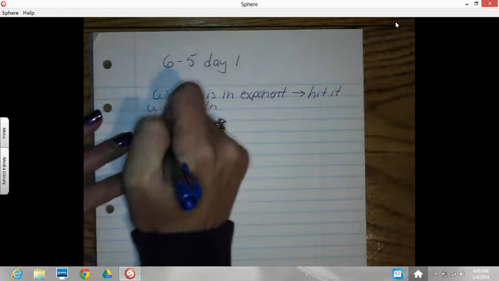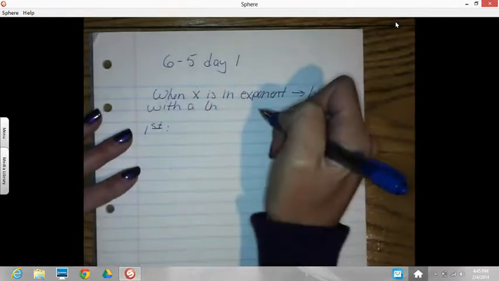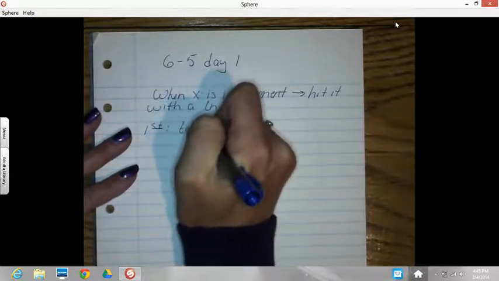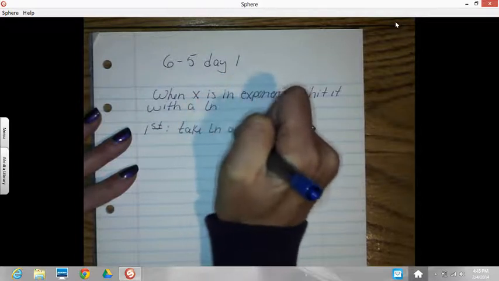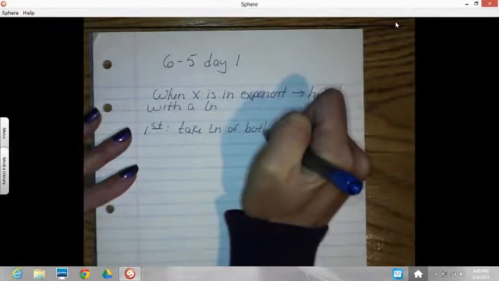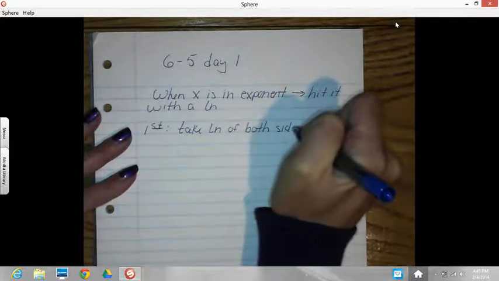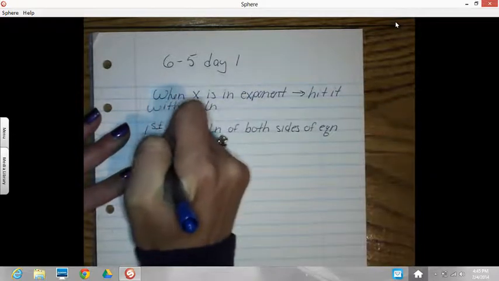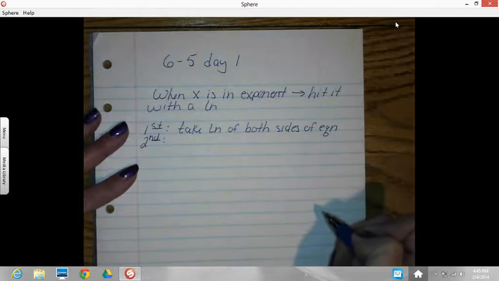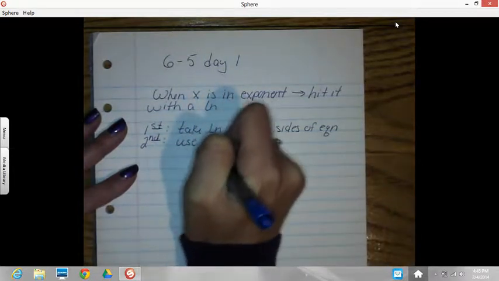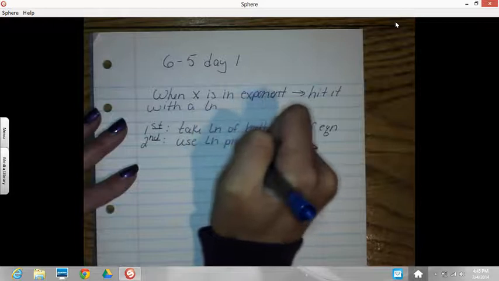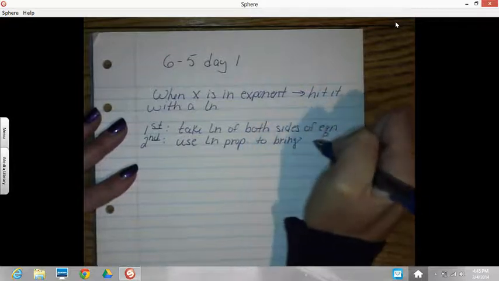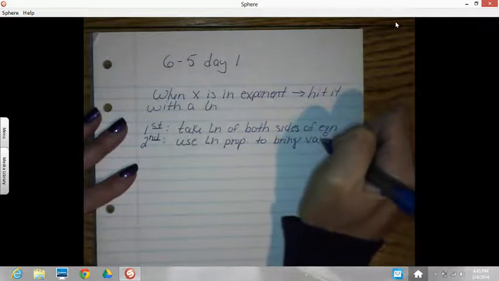Your first step, when you see the x up in the exponent, the first thing you want to do is take the natural log on both sides. So take the natural log of both sides of your equation. Then use your log properties to bring the variable down out of the exponent.